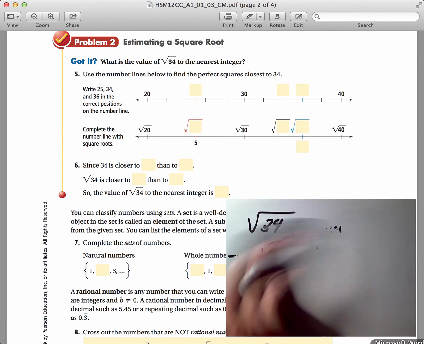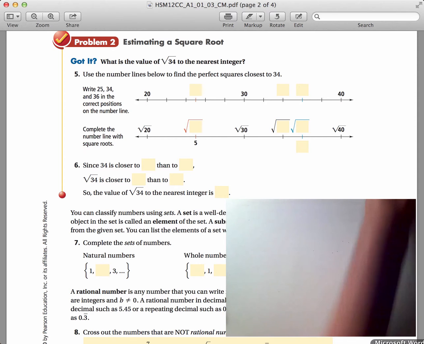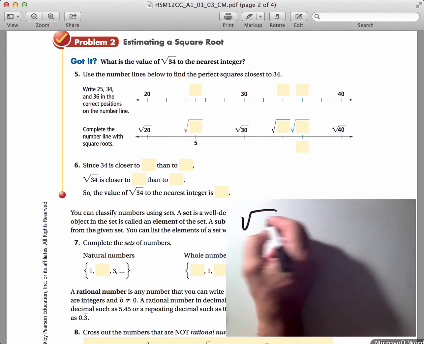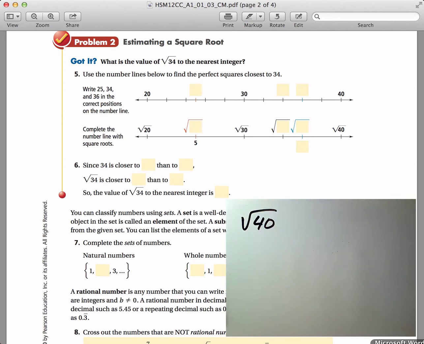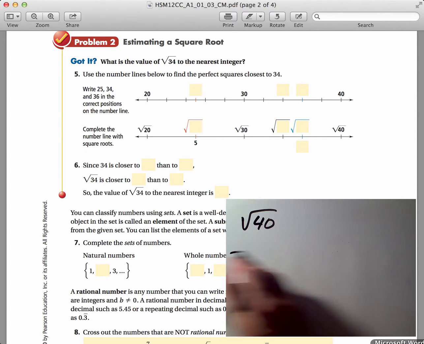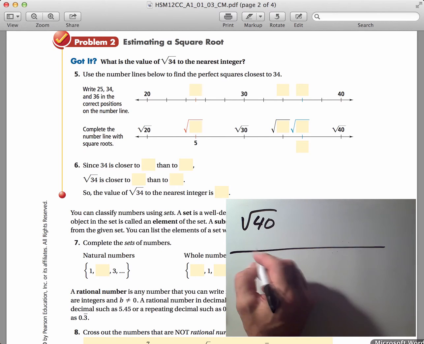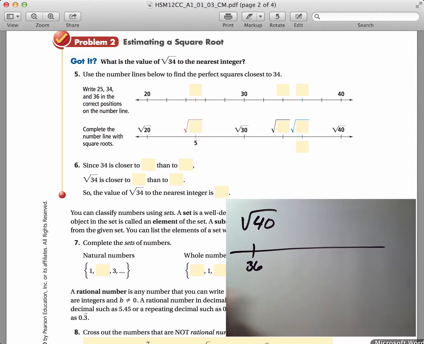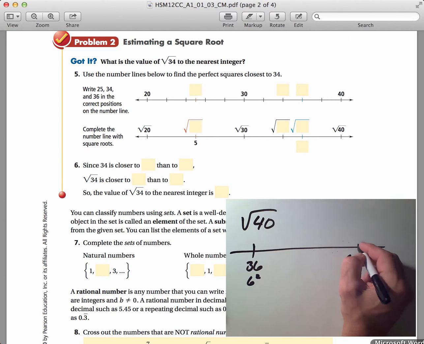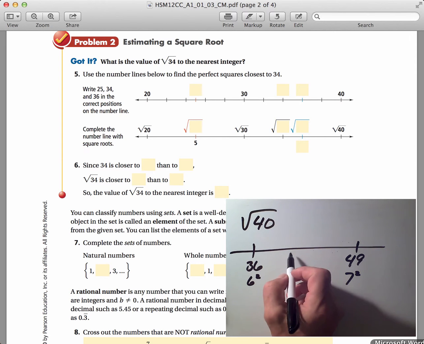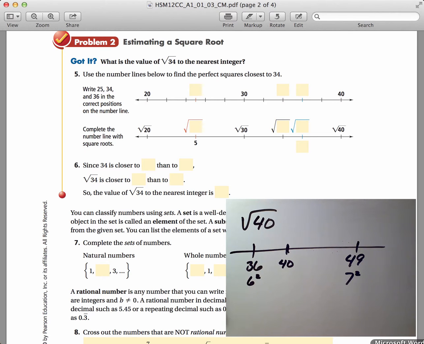Let's do this one more time. Let's take another one. Let's say we had the square root of 40. Okay, what are my perfect squares? I'm going to do a number line. I know that 36 is a perfect square, and that is 6 squared. And I know that if I go up to 7 squared, that's 49. That's sitting up here. Now, if I look on it, I'd say, well, 40 is probably going to fall somewhere right in here, right? Here's where 40 is going to fall.